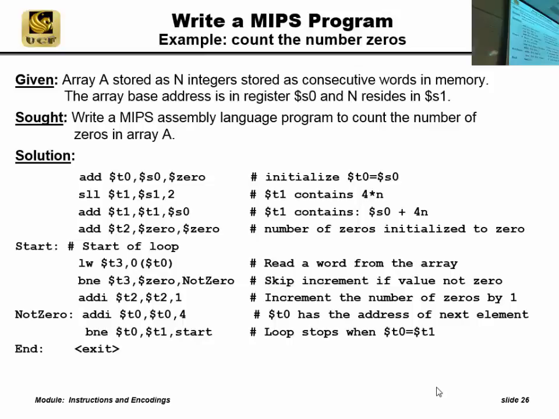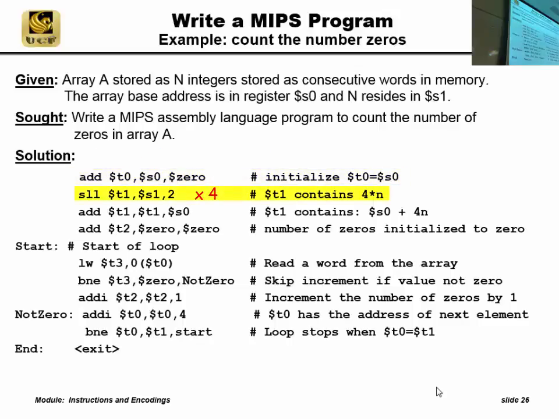So here we're going to look at the machine code to do this. First we're going to initialize T0 to S0. So we're storing T0, it's the same as a move, right? Moving S0 into T0 because we add 0 to it. T0 gets the same value as S0.